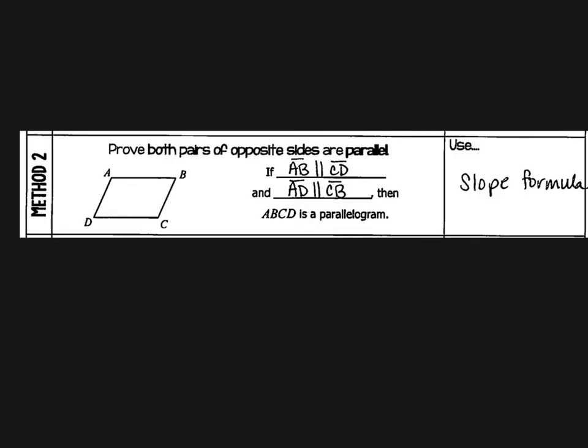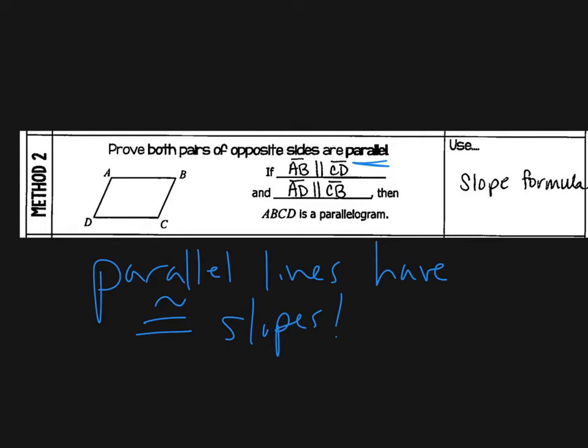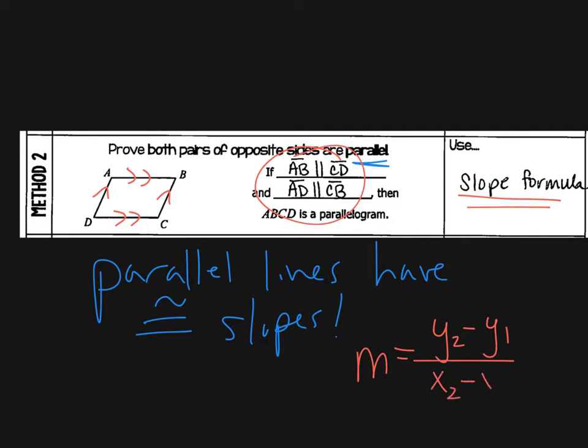Okay, method number 2 is showing that both pairs of sides are parallel. If I'm going to show that, I have to understand that parallel lines have the same slope. So if I'm trying to show that AD and BC are parallel, and AB and DC are parallel, then I'm going to need the slope formula. Remember, slope is y2 minus y1 over x2 minus x1.